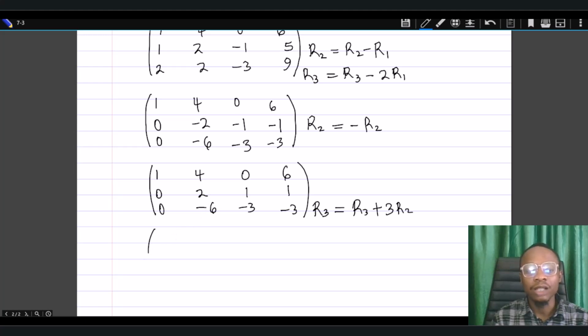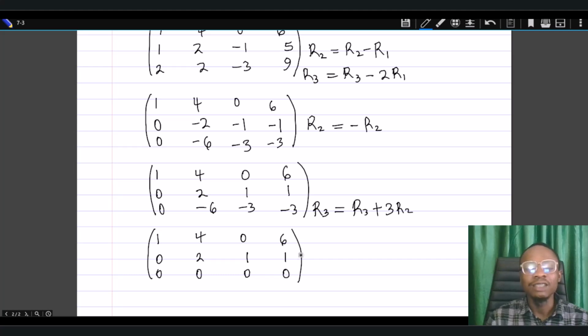So when we do that, nothing is happening to the first row, still 1, 4, 0, and 6. And on the second row, nothing is happening as well, 0, 2, 1, and 1. And then on the last row, we have 0 plus 3 multiplying 0, that is 0. Minus 6 plus 3 multiplying this, that is minus 6 plus 6, that is 0. Minus 3 plus 3 multiplying 1, that is 0. Minus 3 plus 3 multiplying 1, that is 0.